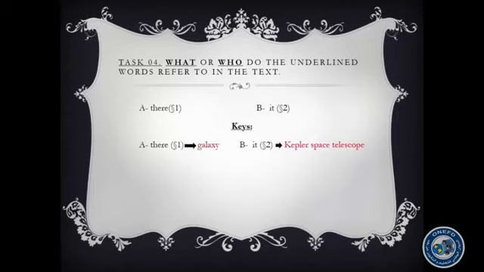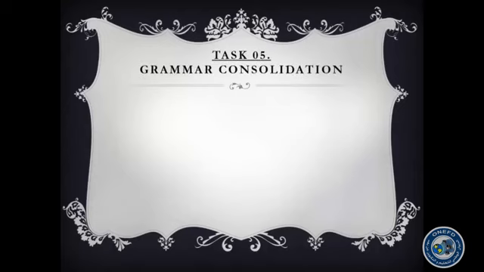So we have "there" in the first paragraph, it refers to galaxy, and "it" in the second paragraph refers to Kepler Space Telescope. Did you get it right? Yes? Good. Excellent. So let's move on to the other task. So task 5 is about grammar consolidation.